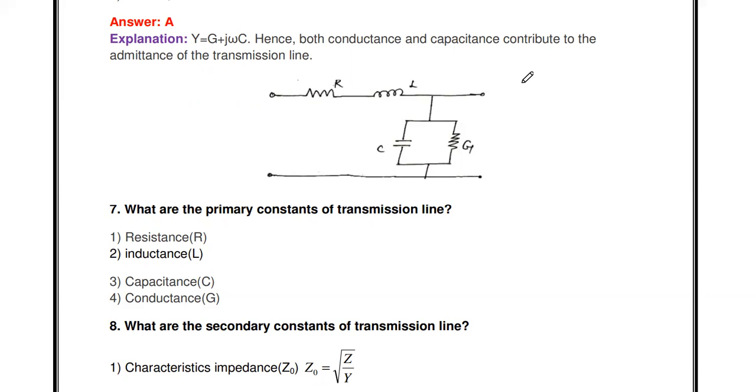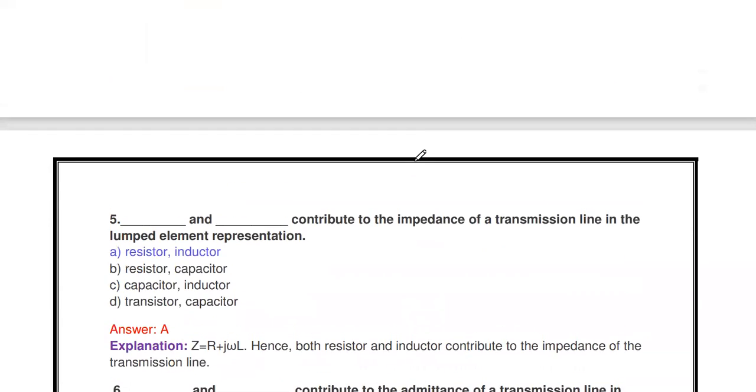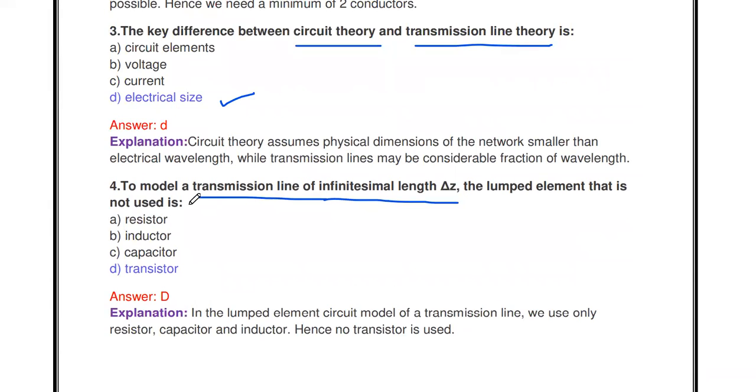That transmission line internally has some resistance effect, inductance effect, capacitance effect, and conductance effect. These elements are shown in the diagram. In the given four choices, which one is not available in the electrical equivalent diagram? Resistor, inductor, capacitor, transistor. The transistor element is not used in the electrical equivalent diagram of a transmission line. The remaining three, resistor, inductor, capacitor, appear in a transmission line.